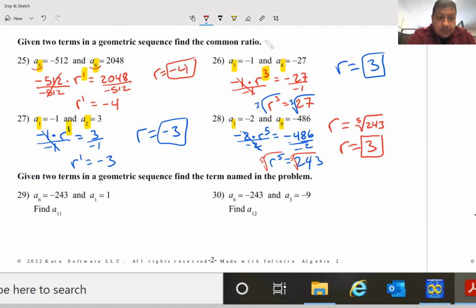So here I have a question. When the exponent is 1, then that's R, right? Because R to the 1 is just R. When the exponent is not a 1, like in number 26, my exponent was a 3. Number 28, my exponent was a 5. When it is not a 1, it becomes a root. Not a square root, because it could be a 3rd root. It could be a 5th root. It becomes roots. Make sure you know how to type that in on your calculator.